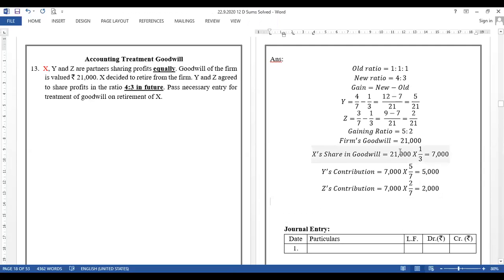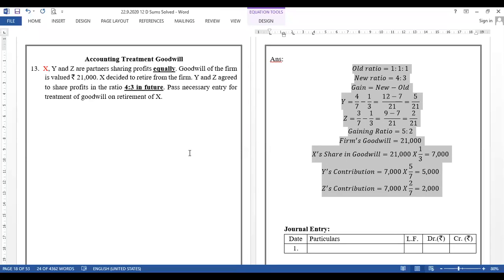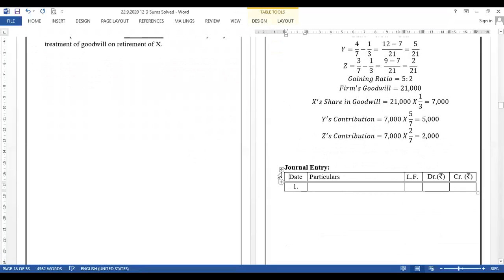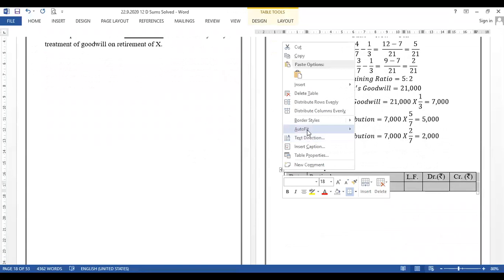Okay, so this is the working required at any point of time throughout the chapter. Old ratio is given, new ratio is given, gain find karna hai. Firm's goodwill is given, calculate the retiring partner's share, that is X in the sum, and then contribute. What is the contribution by the gaining partners? In the gaining ratio that has to be calculated. Now the entry is very simple. No cash, no premium for goodwill, nothing like that. The only thing is ki gaining to sacrificing is the entry I want you to write.